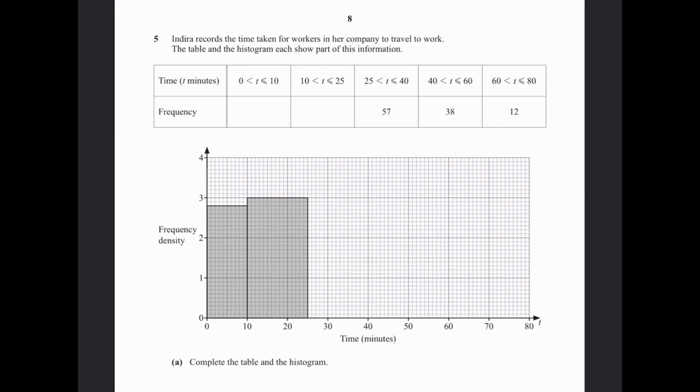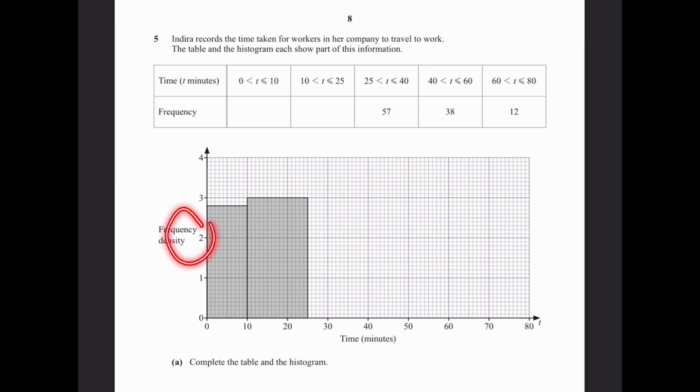Question 5. Indira records the time taken for workers in her company to travel to work. The table and the histogram each show part of this information. The time in T minutes and frequency are given, except for two of these boxes. A. Complete the table and the histogram.